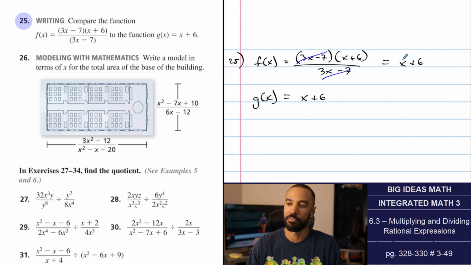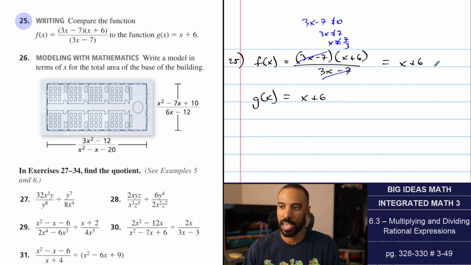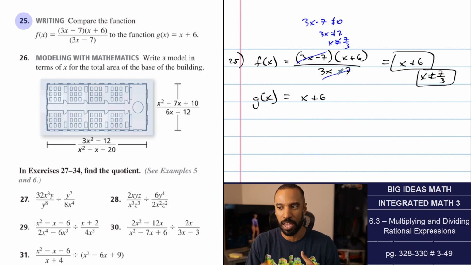But you have to be very careful here. This x plus 6 comes with the restriction that, hey, 3x minus 7 couldn't equal 0. So 3x can't equal 7, so x can't equal 7/3. I'm going to do a lot of those in my head, by the way. I'll say add 7, divided by 3, and you say x can't equal 7/3. This restriction does not exist in my g of x equation. It only exists in my f of x equation.